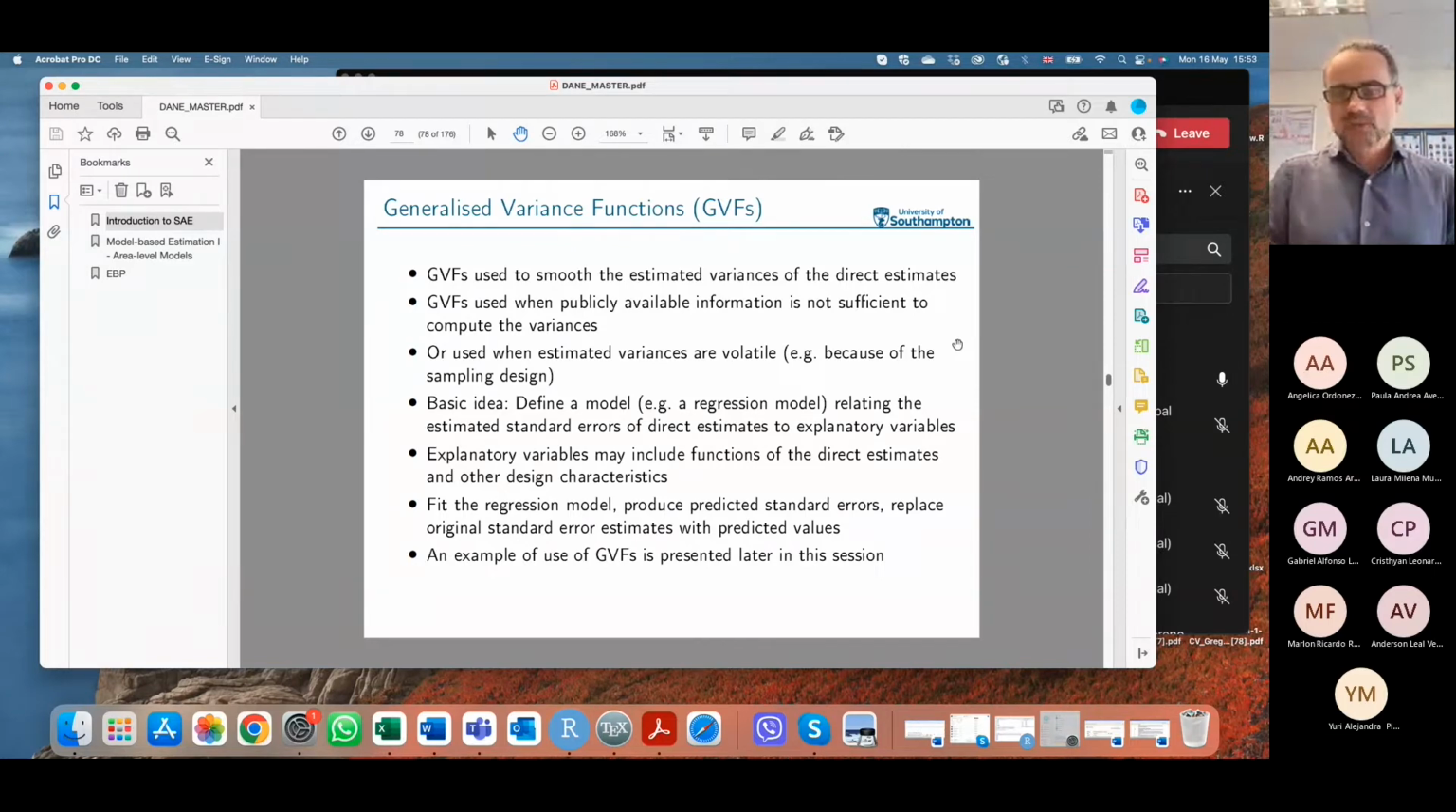And the explanatory variables may include functions of the direct estimates and other design characteristics. And what you do is you fit the regression model, and under the model you produce predicted standard errors, okay? And these predicted standard errors will replace the original standard error estimates. And via this process, effectively, you end up smoothing the variances. So this is the generic idea, but I'm going to describe this in an application to some poverty data a bit later on. So I'm going to describe the use of a GVF, a generalized variance function, later in this session.